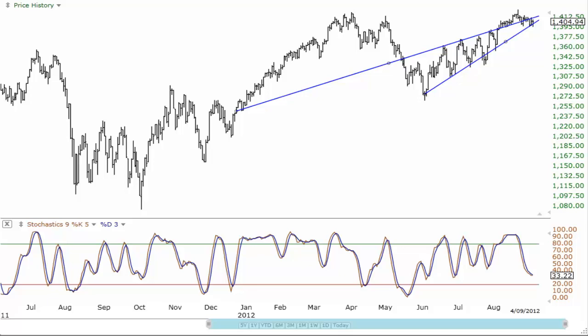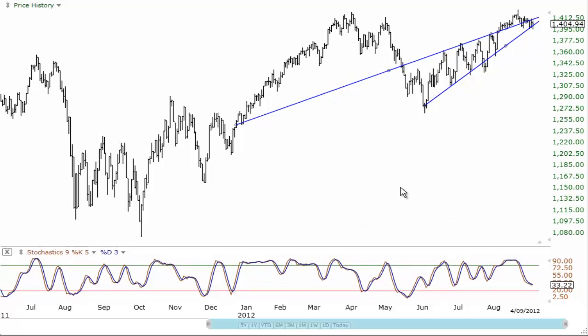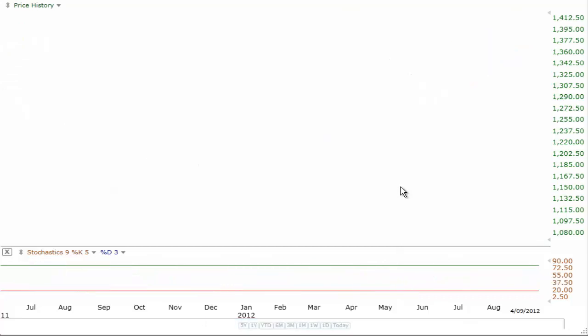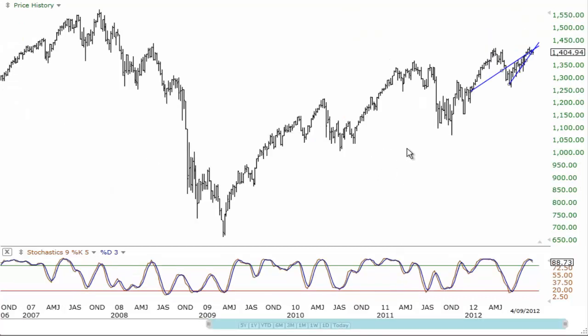But here we go. We're on the S&P 500, looking at the daily chart. The first thing I'd like to do is move it over to a weekly chart. So now we're looking at a weekly chart on the S&P 500.